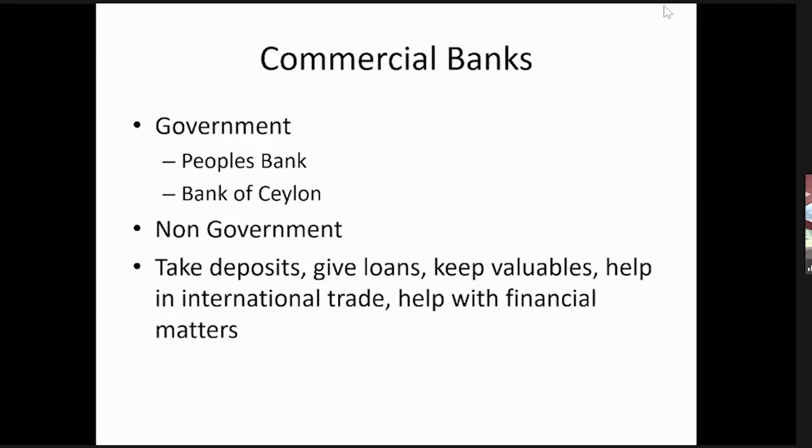Why are they called commercial banks? Because they can take deposits. Importantly, they can borrow money from the public and they can give loans. Commercial banks can give loans. Financial institutions cannot. But commercial banks can borrow money from the public, called savings.